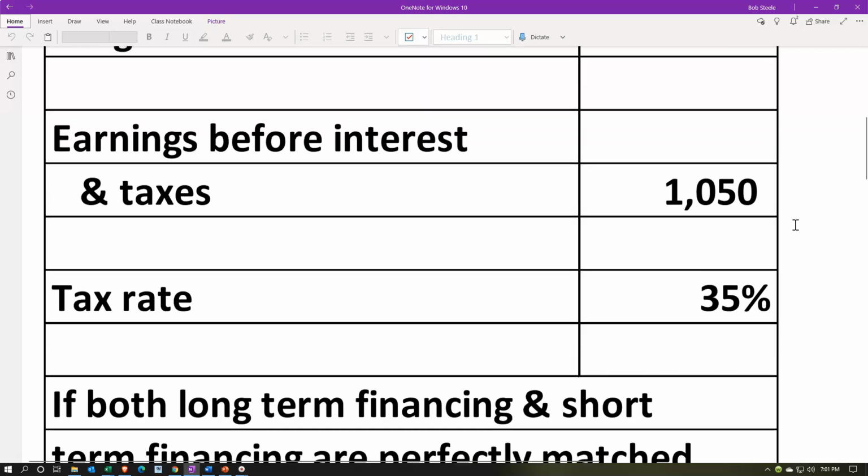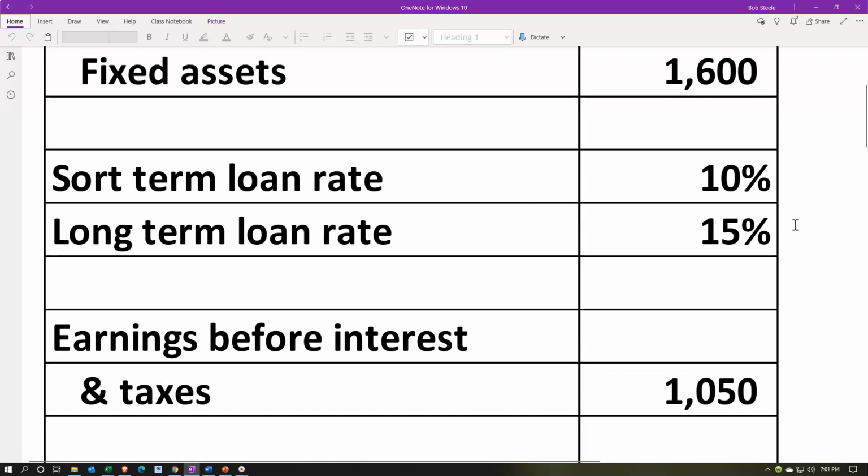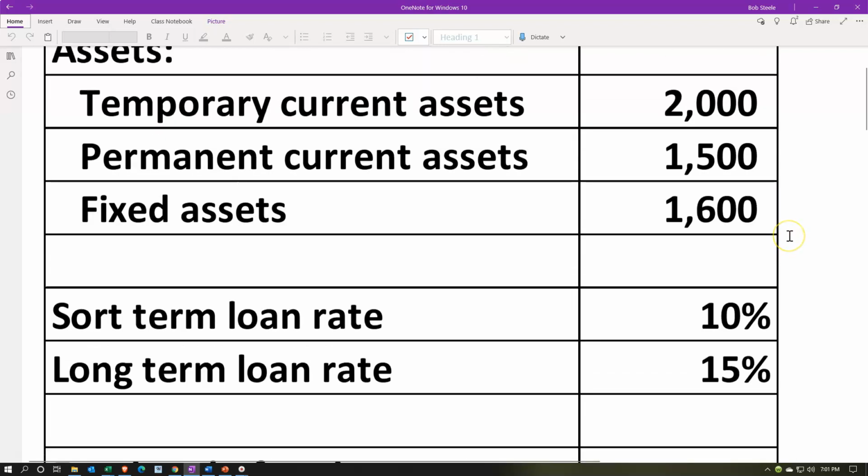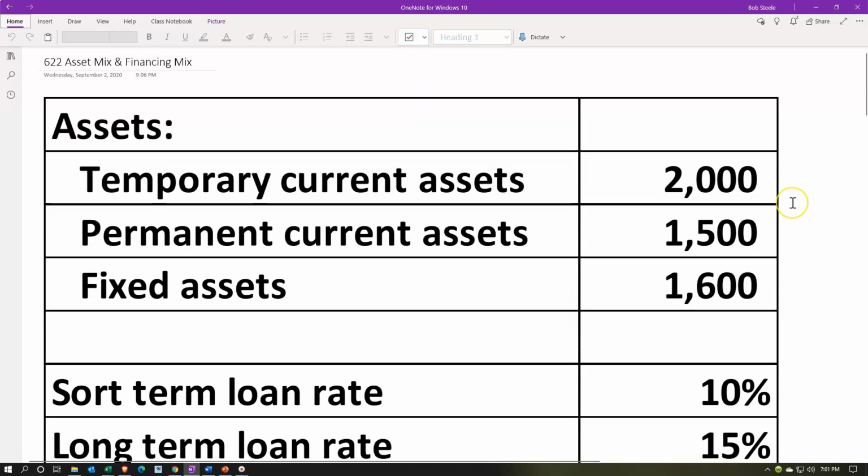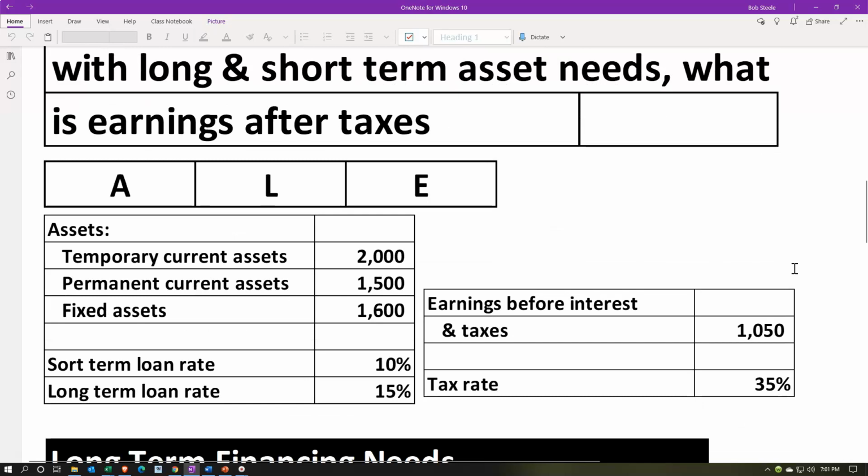So we're going to be matching up our financing needs, short-term and long-term. The short-term we're going to say is the temporary current assets, and the long-term we're going to say is both the permanent current assets and the fixed assets, and then match up our financing needs with that. Now to consider this, let's go down here.